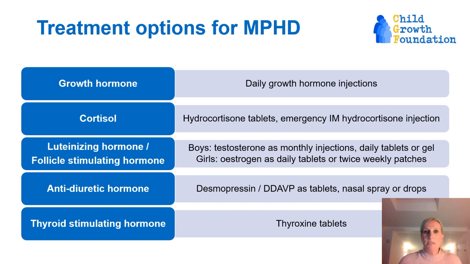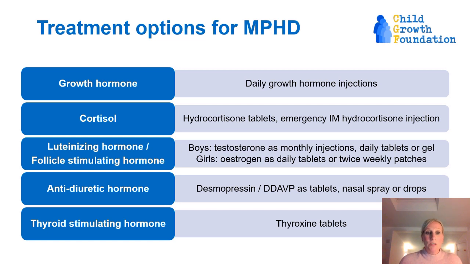The care plan and specific treatment regimes for various scenarios will be discussed between you and your healthcare professional, as it's essential that everyone caring for your child and everyone around the child is aware that they are at risk of adrenal crisis, because they may need an emergency intramuscular injection, so an injection straight into the muscle, of hydrocortisone if they become very unwell.